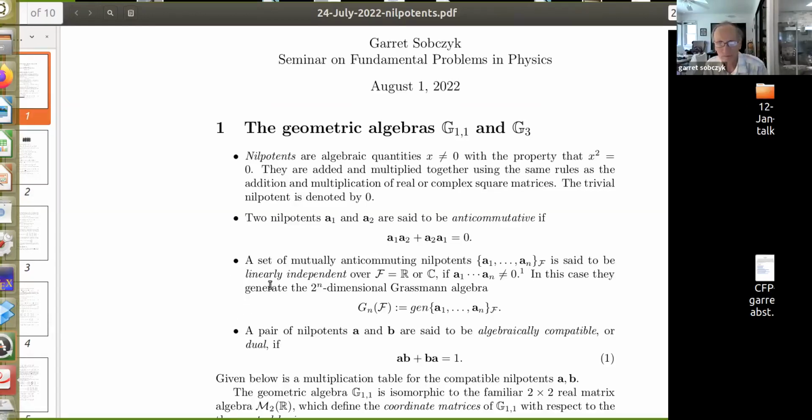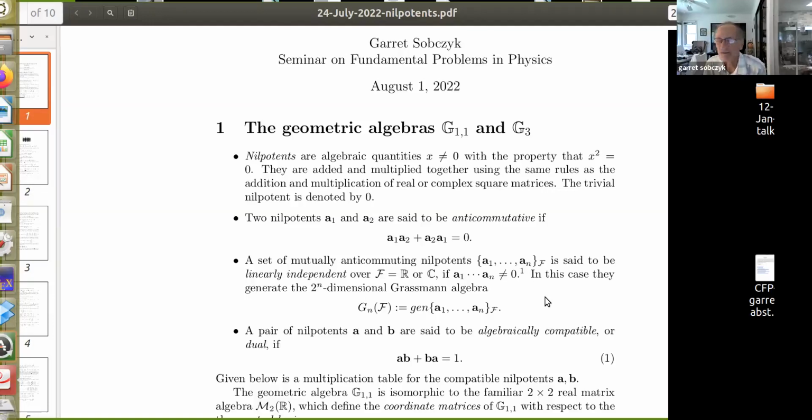And now I'm defining a Grassmann algebra: a set of mutually anti-commuting nilpotents, of which I take n, A1 up to AN, is said to be linearly independent over the real or complex numbers if you multiply them together and you don't get 0. It's non-zero. In this case, they generate a 2 to the n-dimensional Grassmann algebra. So I'm really defining a Grassmann algebra of nilpotents. I am assuming they're nilpotents.